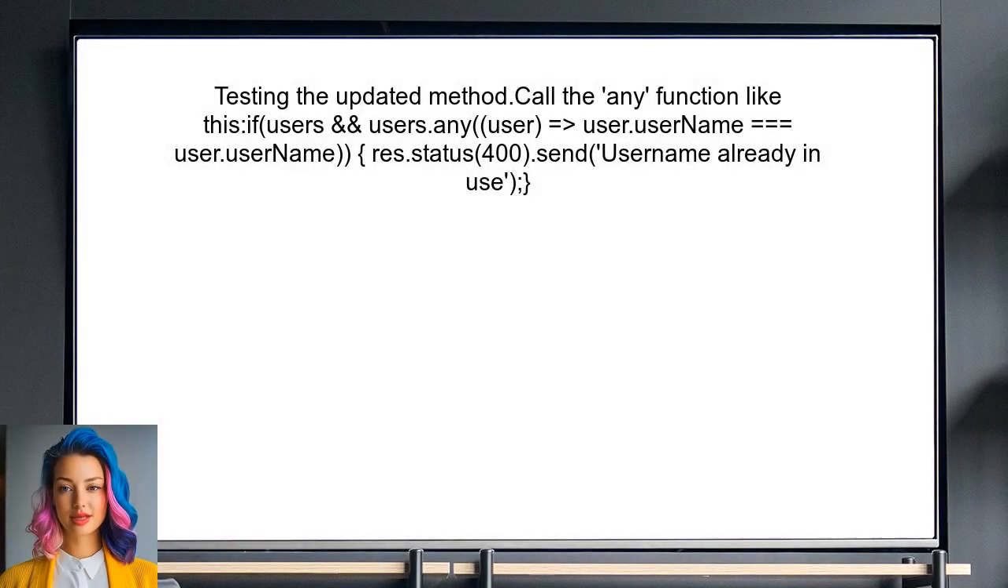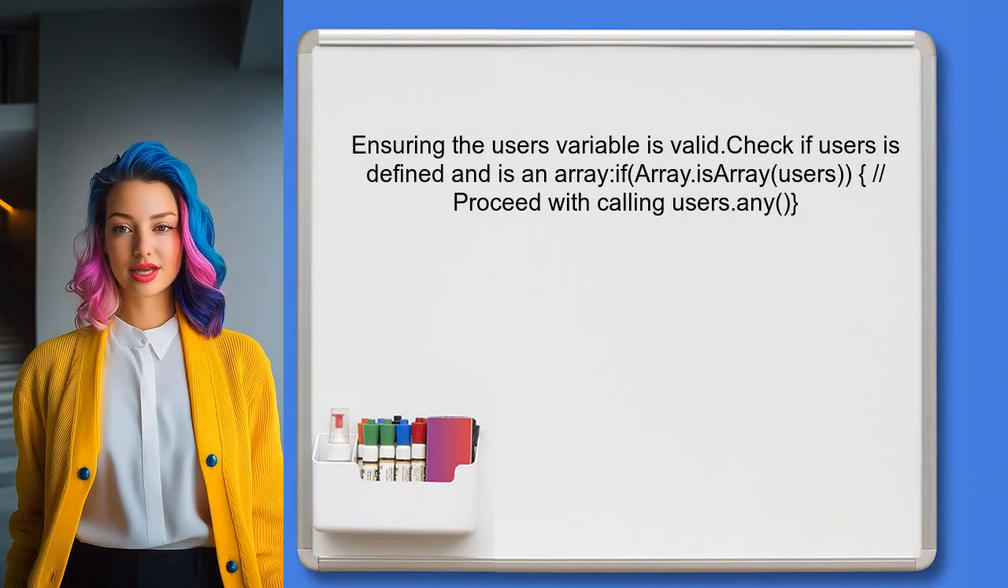After updating the method, the user should test it again by calling the any function on the user's array. This should now work without throwing the type error. If the user continues to experience issues, they should ensure that the user's variable is indeed an array and is not undefined before calling the any method.